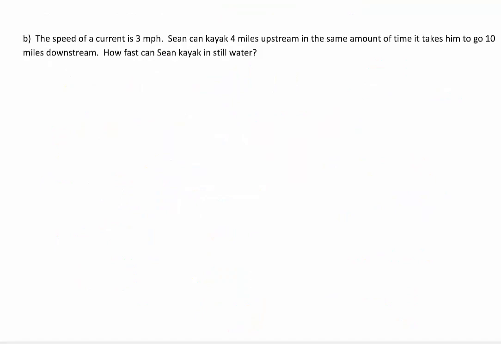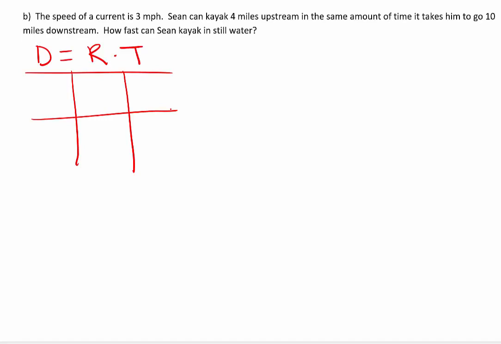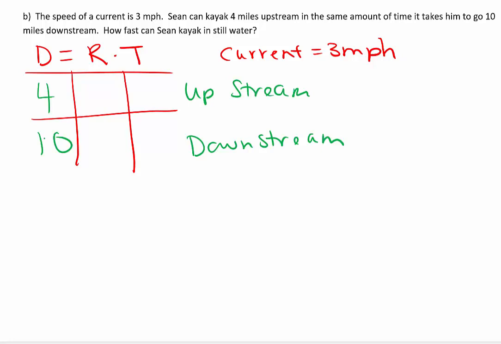The second type of application problem you might see is a motion problem. We're going to set these up in kind of a similar way to how we did in the past. We're going to use the fact that distance traveled is always the rate, or the speed, times the time. And so I'm going to take the information from this problem and put it into a table. Okay, so this problem says the speed of the current is 3 miles per hour. Sean can kayak 4 miles upstream in the same amount of time it takes him to go 10 miles downstream. Those numbers are distances. I'm going to put them into my table. 4 miles upstream, 10 miles downstream.